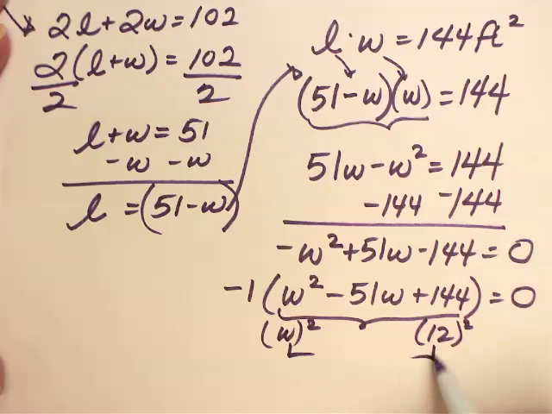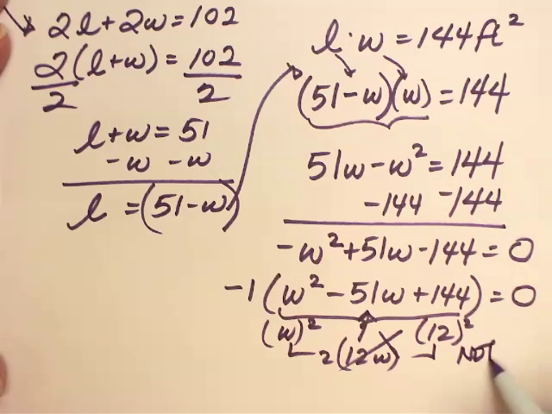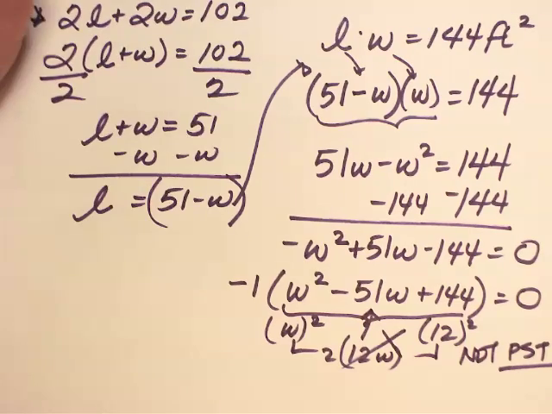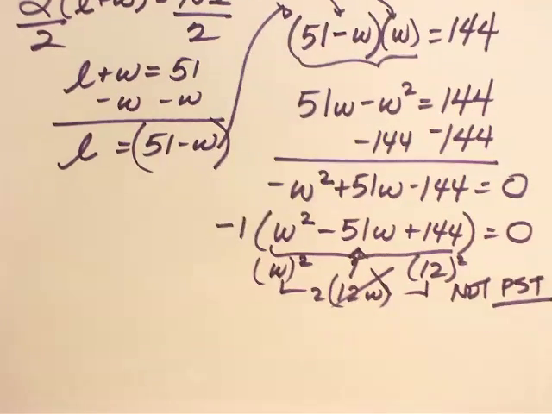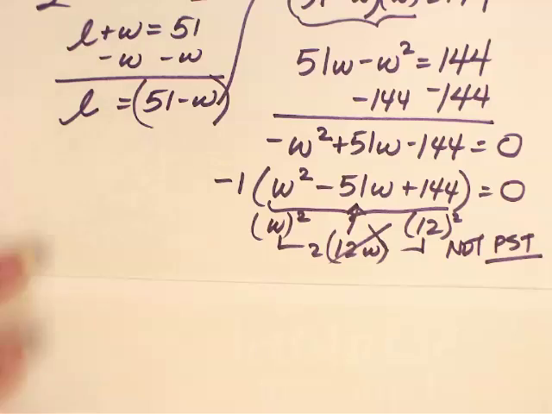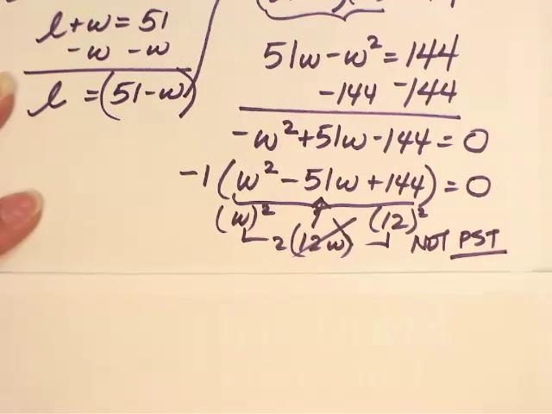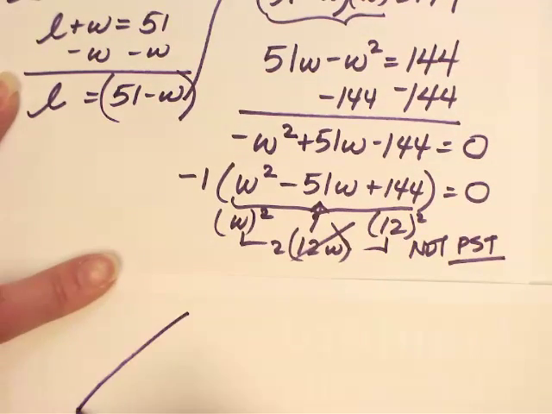Now let me check the middle. 12W, I need a double, and this doesn't work. So this is not a PST. Since it's not a PST, I'm going to finish solving using the box method for factoring. Finishing up my factoring here, I'm going to go to the box.